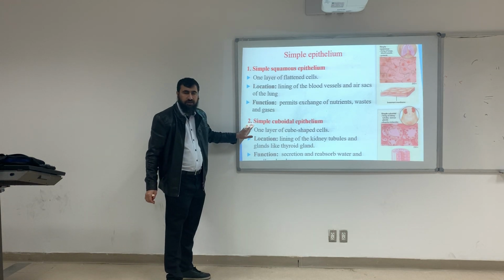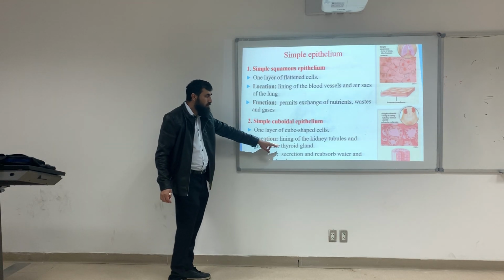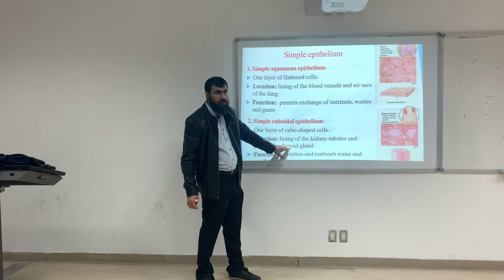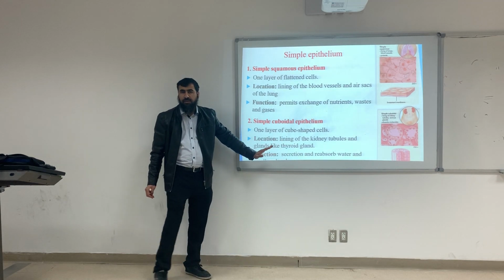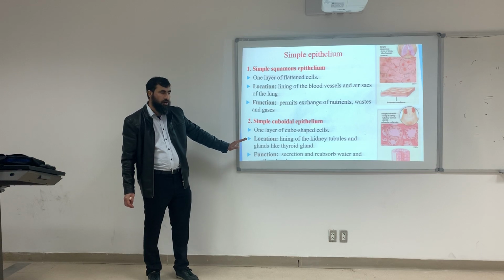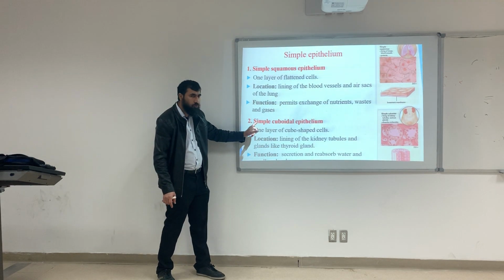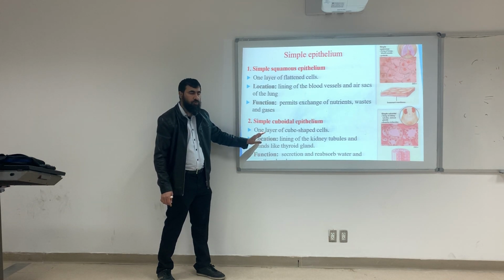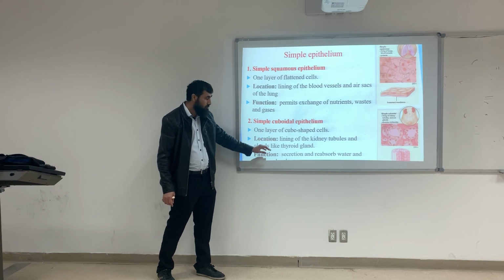Simple cuboidal, we find it in the kidney tubules, for one example, or in the thyroid gland. In the thyroid gland, its function is as what? Exocrine or endocrine? Endocrine. So make sure you know that simple cuboidal is found both in the kidney tubules and in the thyroid gland, and the functions of each.